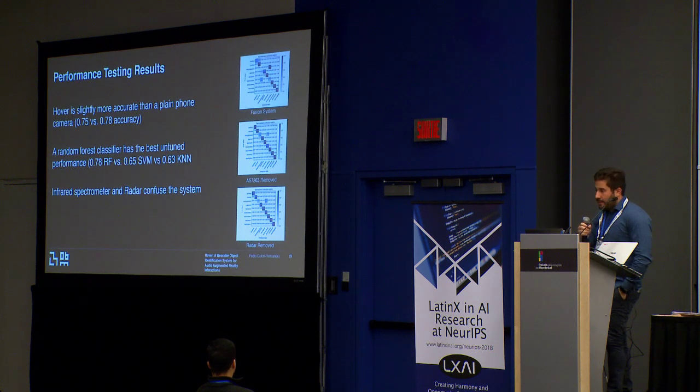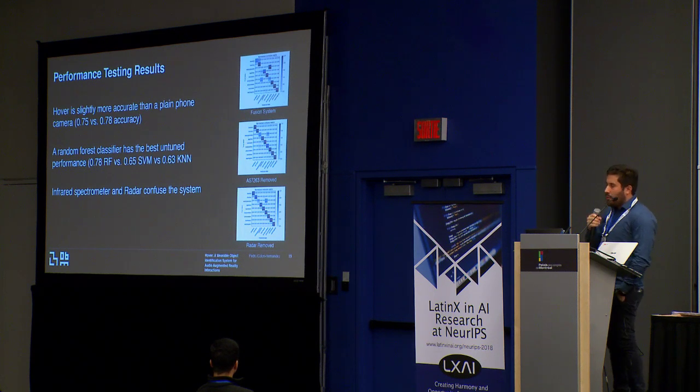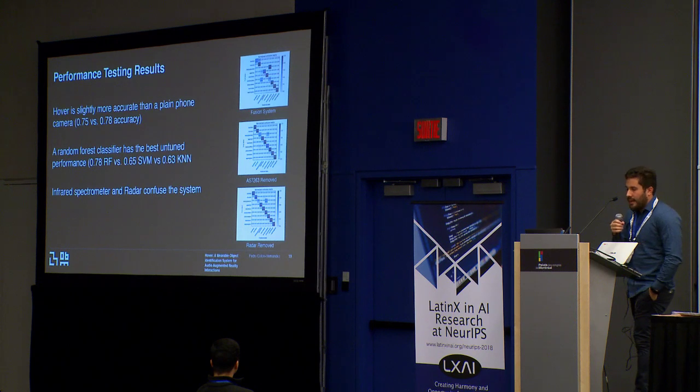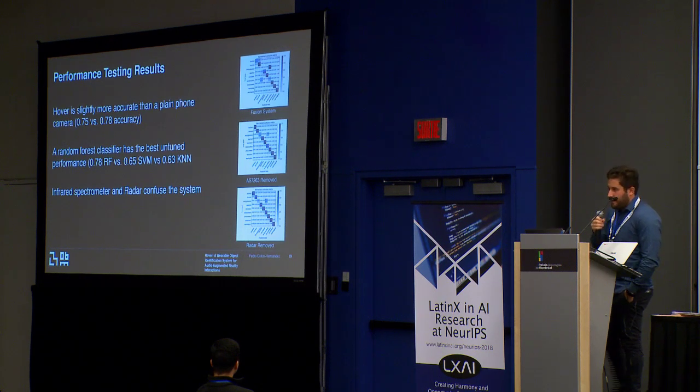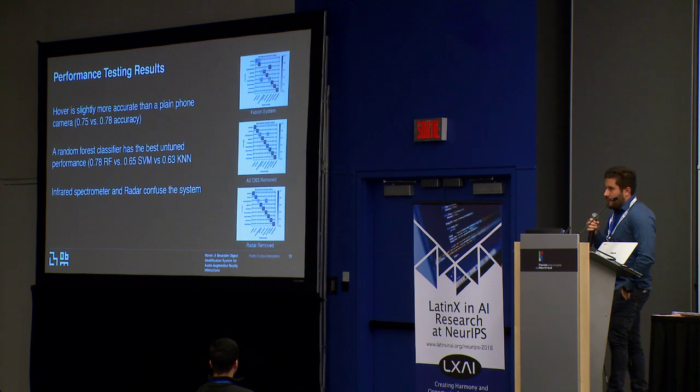As for the performance benchmark, after 3 months of intense work and not too much sleep, I was slightly sad to see that the accuracy that I got over a base imaging system was not that much higher. In this case, it's a 78% accuracy for Hover rather than a 75% accuracy for a phone. So I tried to find out what was up, and I realized that the radar sensor and the infrared spectrometer were introducing confusion into the system.